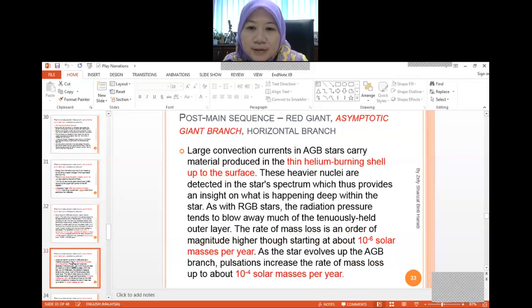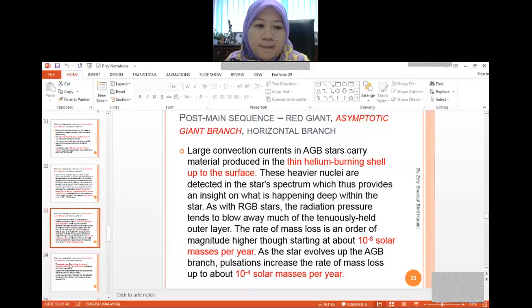The AGB will also carry materials produced in the thin helium shell up to the surface. And of course, we have a mass loss rate from 10 to the power of negative 7 up to about 10 to the power of negative 6 solar masses per year. And as the star evolves up the AGB branch, the pulsation increases the mass loss rate to about 10 to the power of negative 4 solar masses per year.